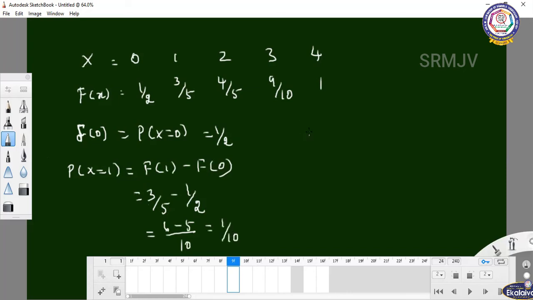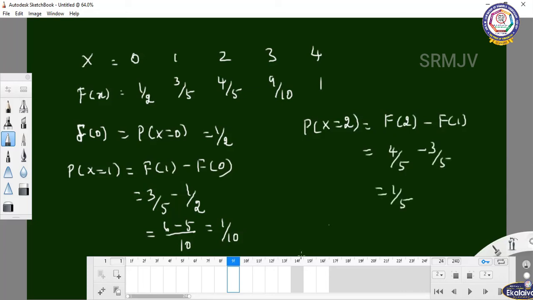Next, P of x equal to 2 gives f of 2 minus f of 1, which is 4 by 5 minus 3 by 5. So the value is 1 by 5.